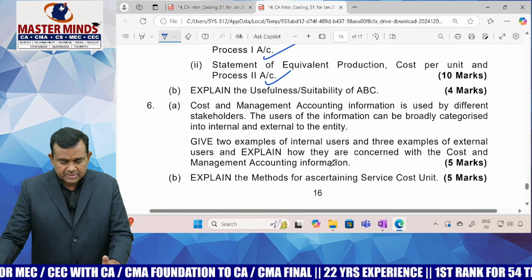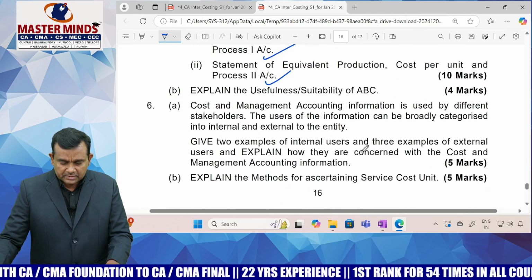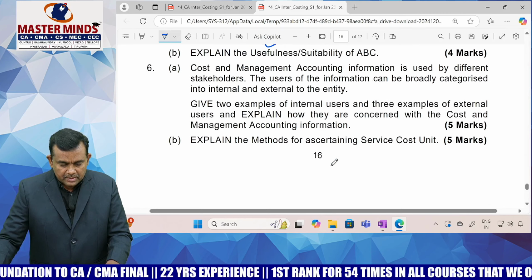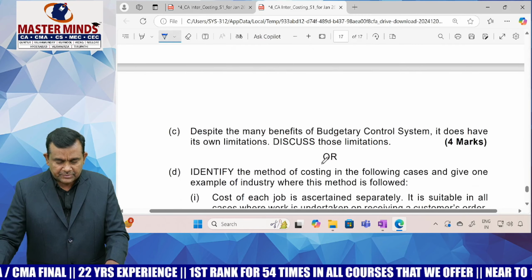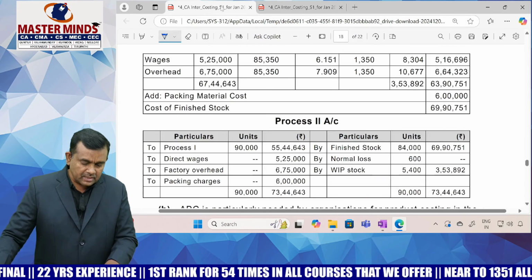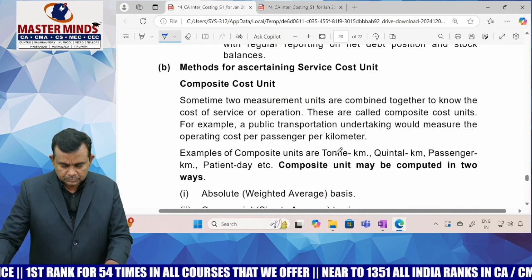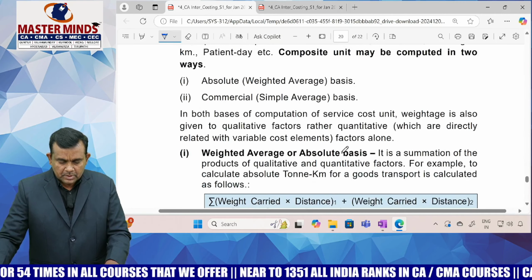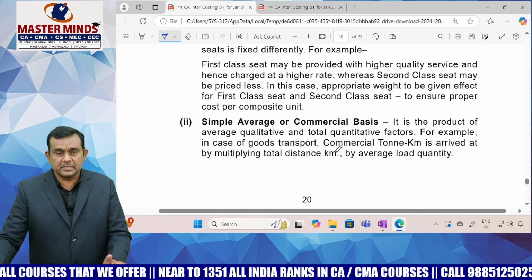Next, sixth question, sir. 6A, this is the introduction to cost and management accounting. Next, 6B: explain the methods of ascertaining the service cost unit, sir. So service costing, sir. Composite units. So that is the weighted average or absolute basis, and the second one is the simple average or commercial basis.